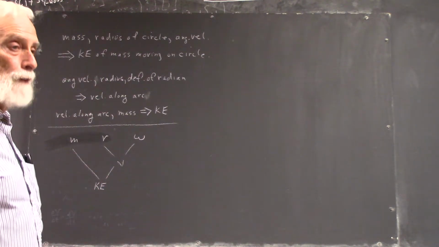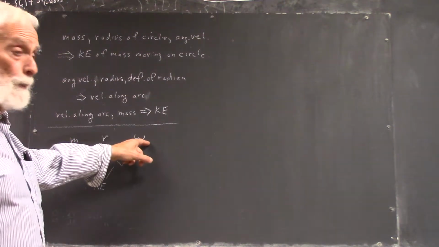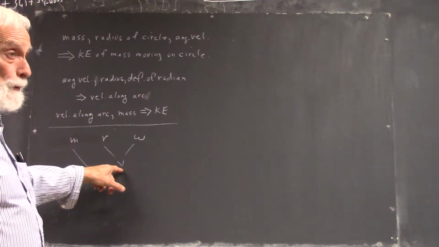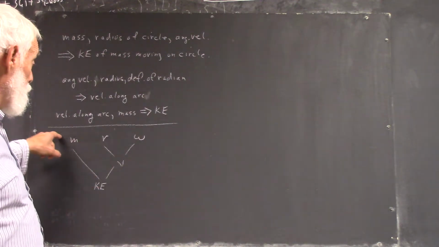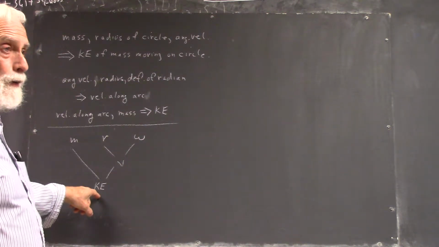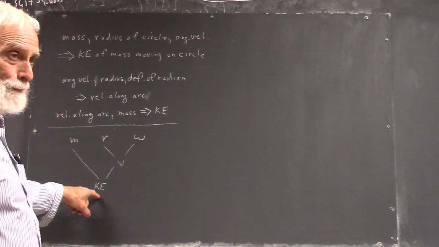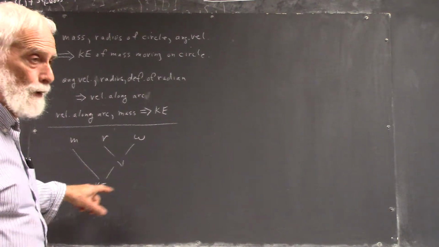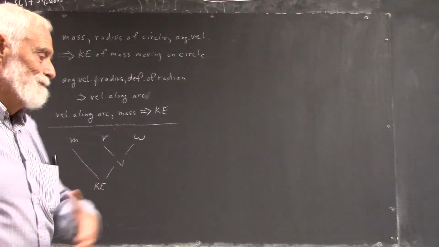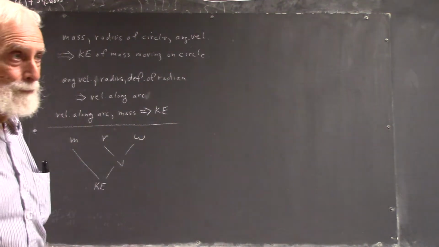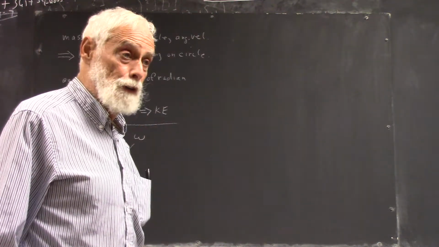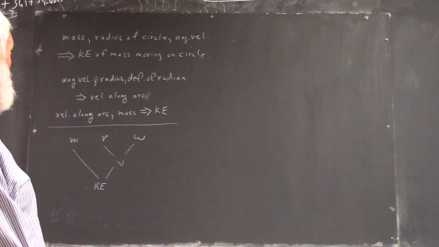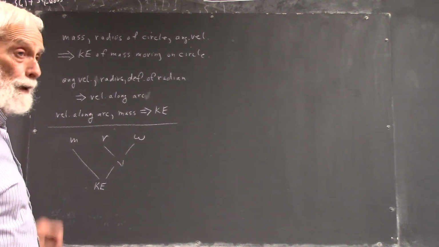If you know the definitions, you know how R and omega give you V. Very simple reasoning. And then if you know M and V, you know the formula for kinetic energy. And hopefully you know something a little deeper than just the formula. And of course you have to know that the change in kinetic energy is equal to the work done by the net force and all that stuff. Work-energy. That's it. A very simple diagram, simpler than most.